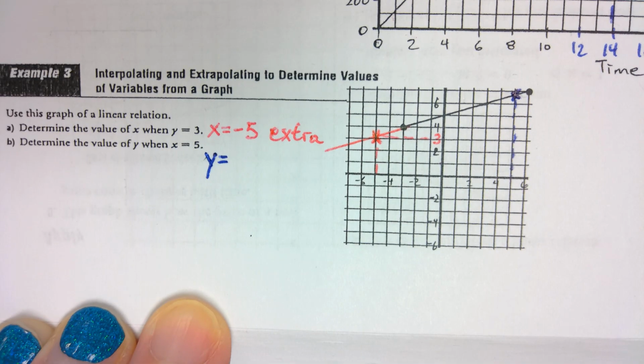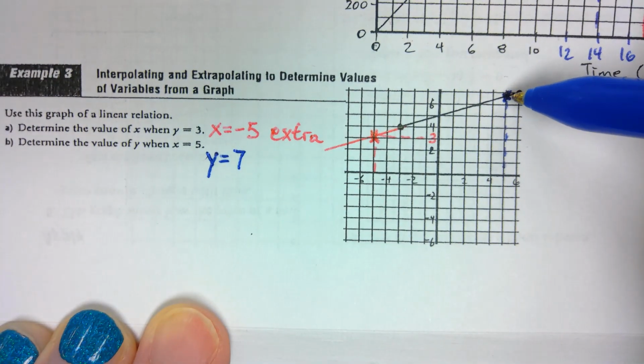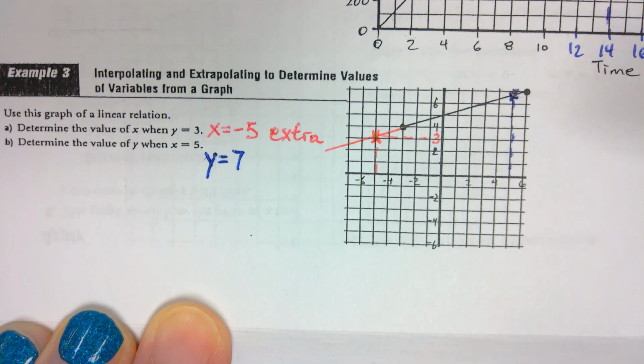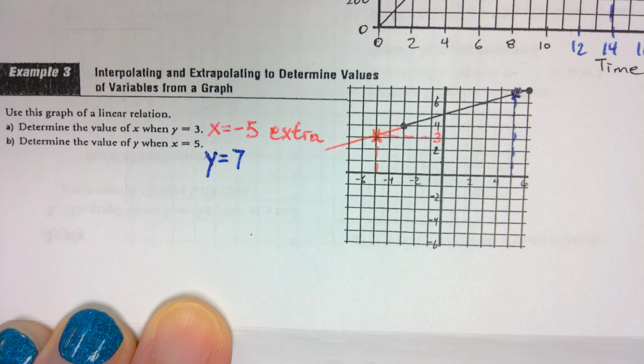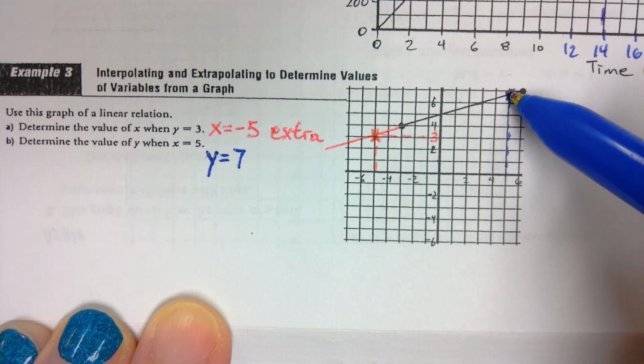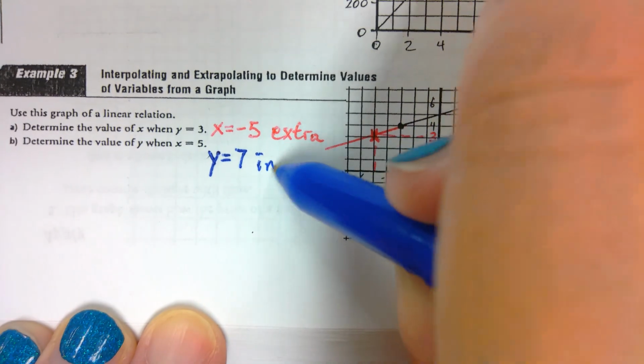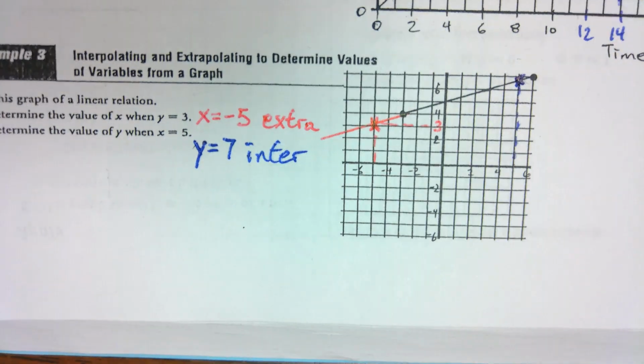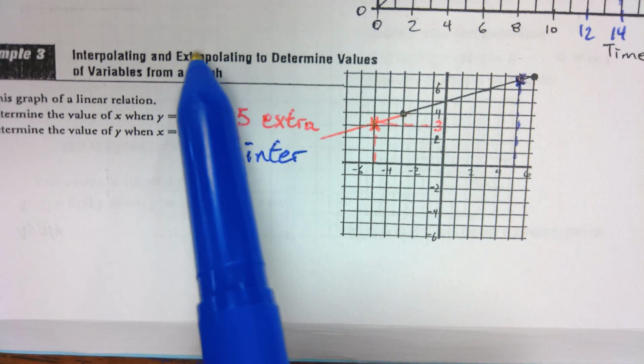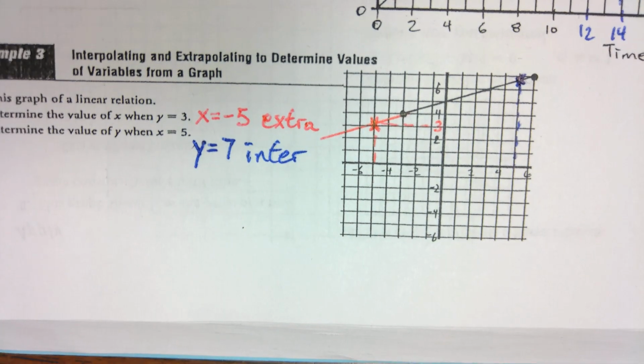Hannah, can you help? This value here? 7, right? Okay. And Alex, is this an example of interpolation or extrapolation? Did I have to extend my line to get this data? So it's inter, right? That's inter. Okay, so extrapolation, interpolation. Question?